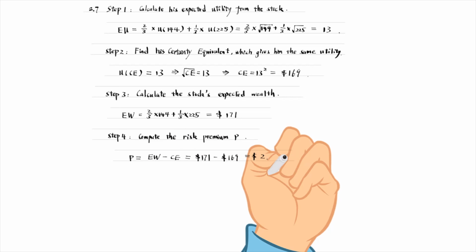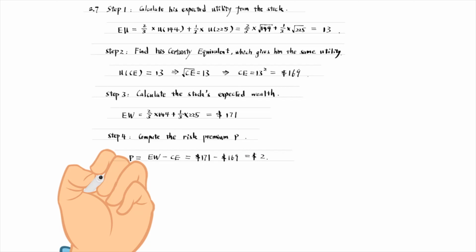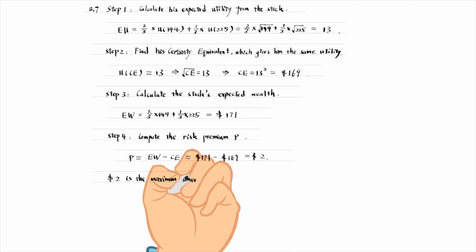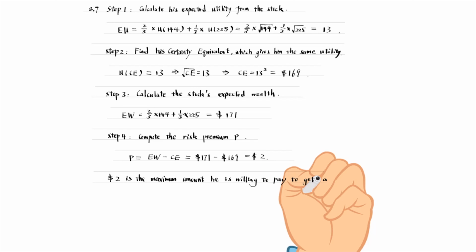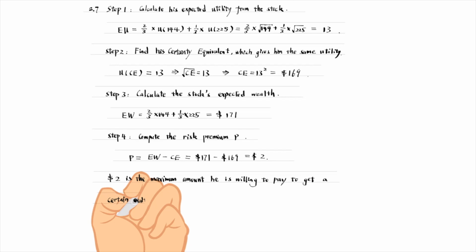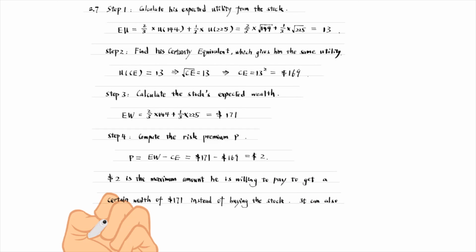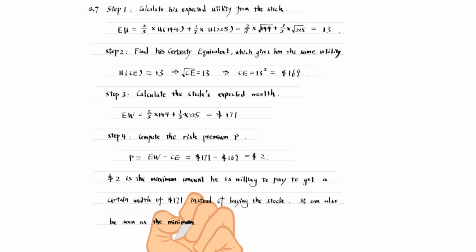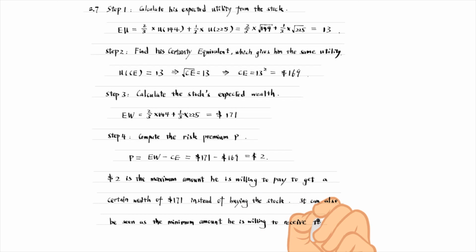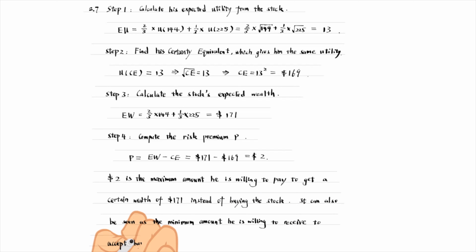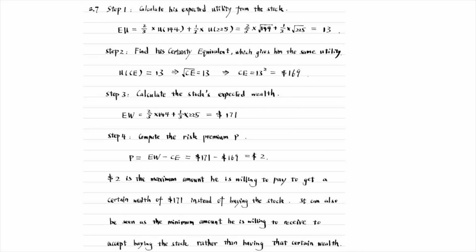The risk premium is the amount a risk-averse person would pay to avoid taking a risk. In our exercise, $2 is the maximum amount he's willing to pay to get a certain wealth of $171 instead of buying the stock. It can also be seen as the minimum amount he is willing to receive to accept the risky option of purchasing the stock rather than the certain option of having that certain wealth of $171.